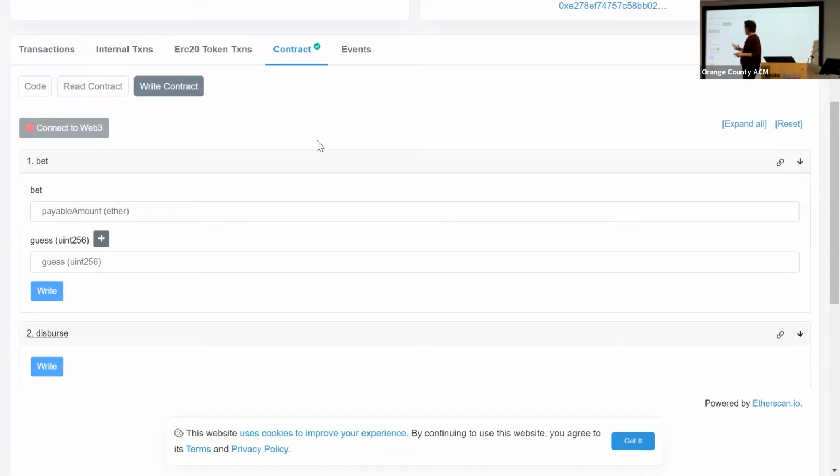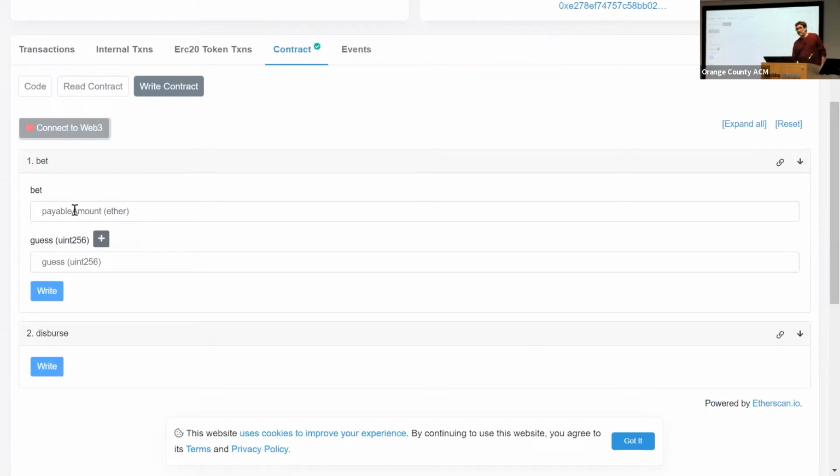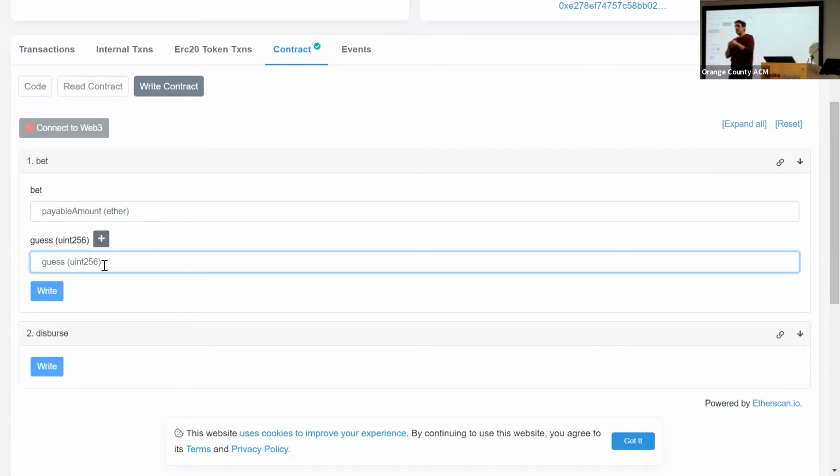But before I can send money, I need to connect with my own wallet, which I cannot do here on this machine because I didn't install it. So what you do is you click here, then you connect your own wallet, then you put in the amount of money you want to bet, and the number you're guessing, and at this moment you click, and this transaction is sent to the chain.